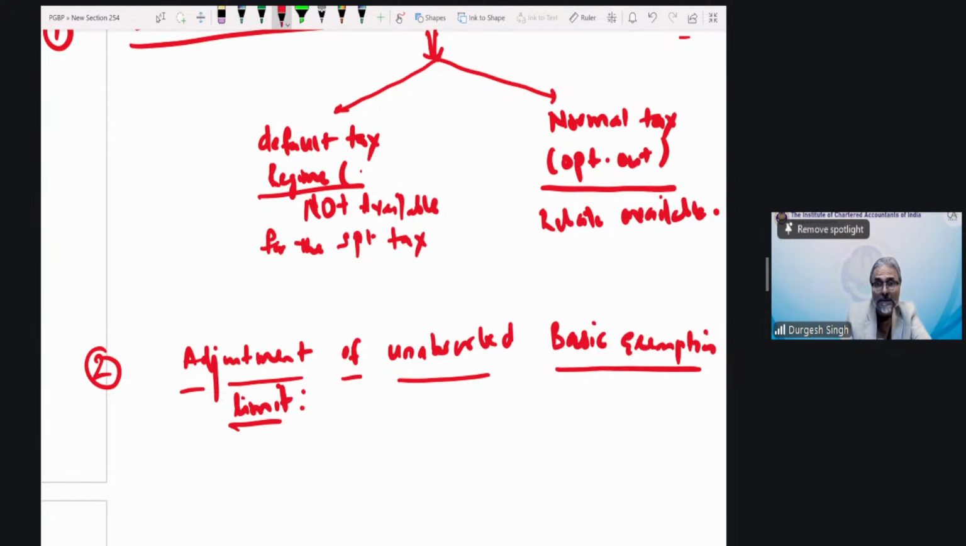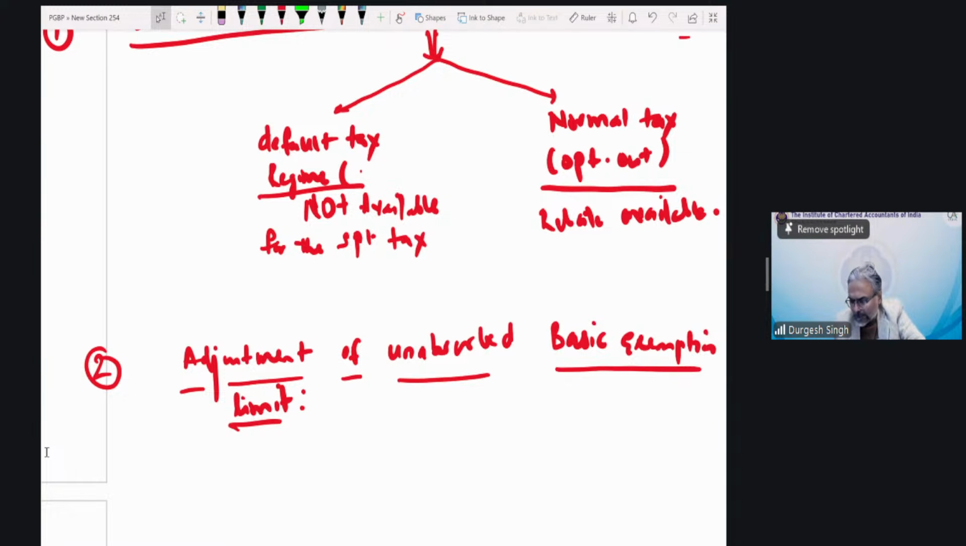Will you understand what it is? Say, for example, students, I am under the default scheme. In the default scheme, what is the basic exemption limit? 4 lakhs. Isn't it? 4 lakhs is the basic exemption limit in the default scheme, which is the alternate scheme. And if I opt out, then it is 2.5 lakhs. If you are a senior citizen, then it may increase to 3 lakhs. Super senior citizen, 5 lakhs. Default tax, it is only 4 lakhs. Do you all agree?